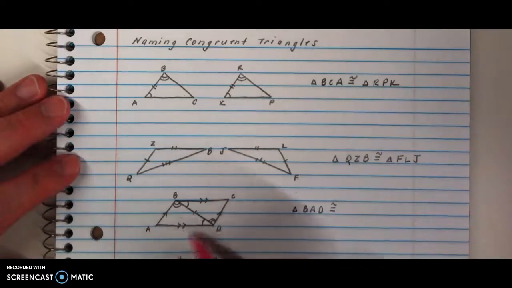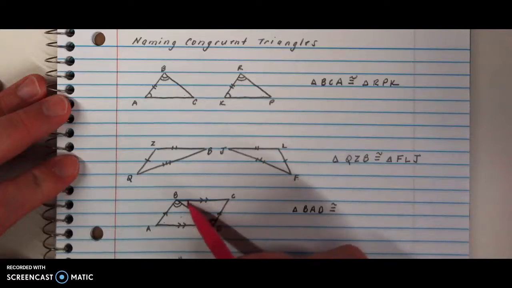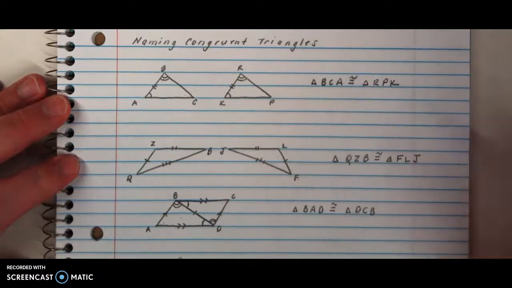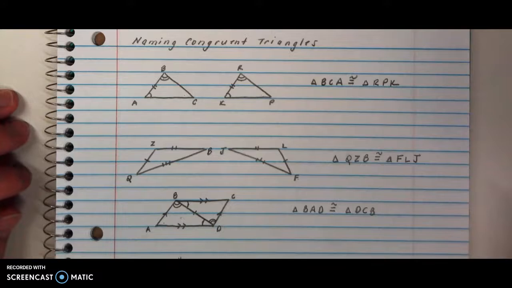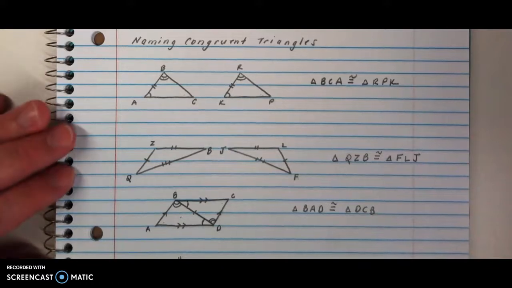If we look at the markings, B, A, D, if we look at the angles, we're going from the 2 to the nothing to the 1. So we have to go 2 to nothing to 1. So over in this triangle, 2 to nothing to 1. That would be DCB. Triangle DCB. Okay. So we have to be very deliberate again. All right, we have one more example here.